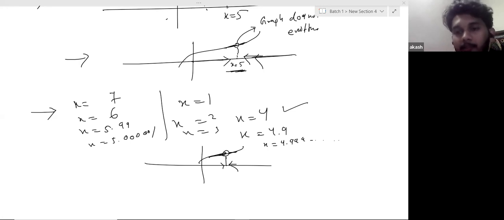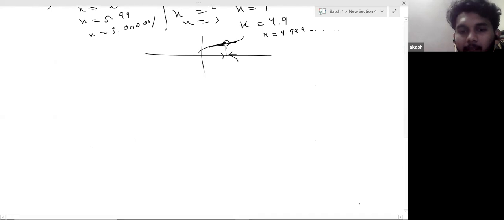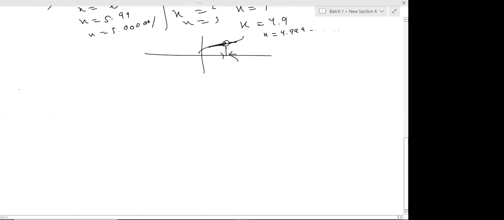And this is a very important chapter in 12th. You know, there is calculus everywhere. All right, so write down the definition. I hope this is clear.